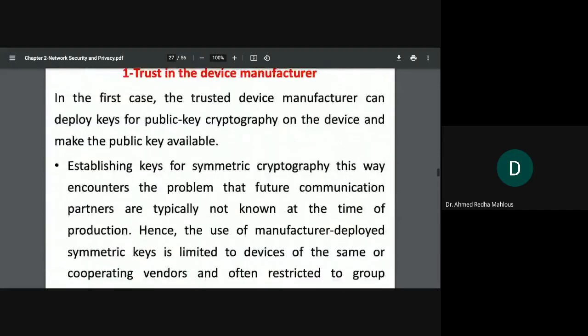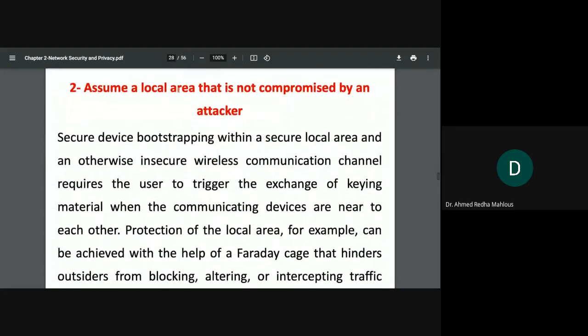Okay, for this trust in the device manufacturer. The second solution is known as assume a local area that is not compromised by an attacker. Here we talk about secure bootstrapping, which is the exchange of the key and the service URL. We assume that those devices are working in a secure local area, an environment which is assumed to be secure. And if we are using wireless communication, we assume that the devices are near to each other, so they can trigger the exchange of the keys. Each one will be within the coverage area of the other one.